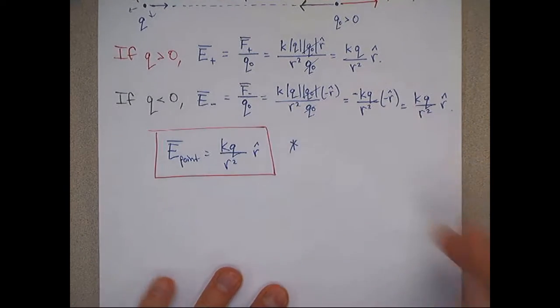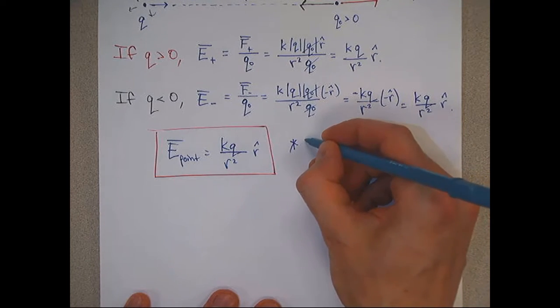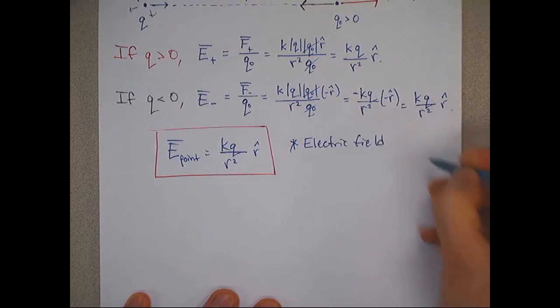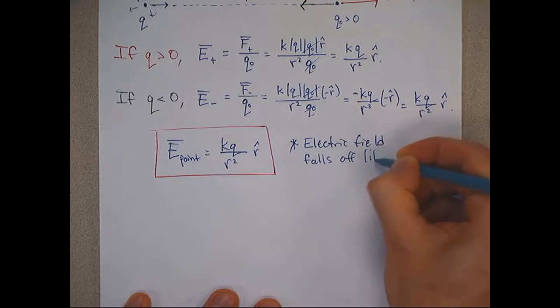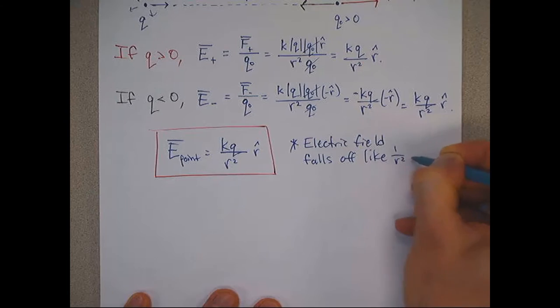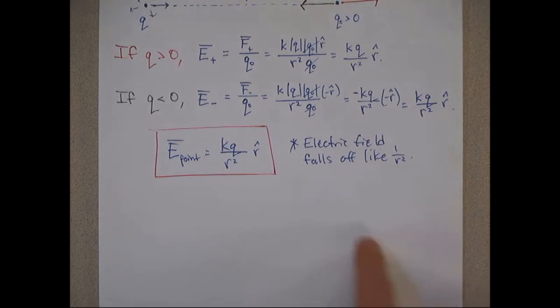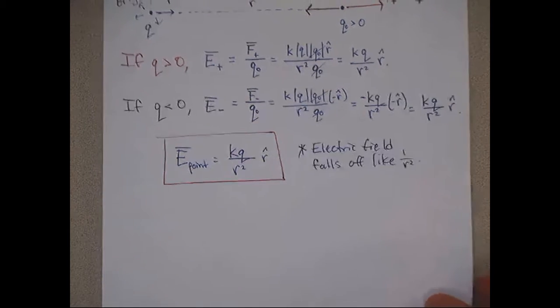We're going to use language throughout the rest of the course. We'll say that this electric field falls off like 1 over r squared, or as the distance from that charge q increases, the electric field diminishes like the square of the distance. Let us look at one example now where we're dealing with two charges.